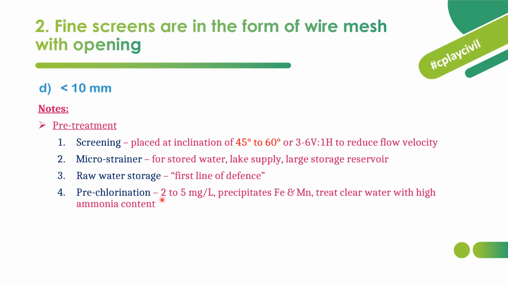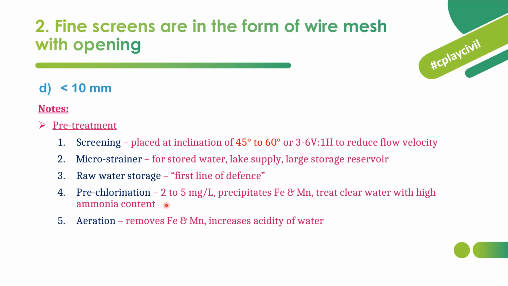And we have pre-chlorination. The dose may be about 2 to 5 milligram per liter. Due to pre-chlorination, there may be precipitates of iron and manganese. It is used to treat clear water with high ammonia content. If the water is very clear but with high ammonia content, then we have to go for pre-chlorination. If the water is turbid, then we can use 2 to 5 milligram per liter or less than that. But if the water is clear with high ammonia content, then we go for pre-chlorination.